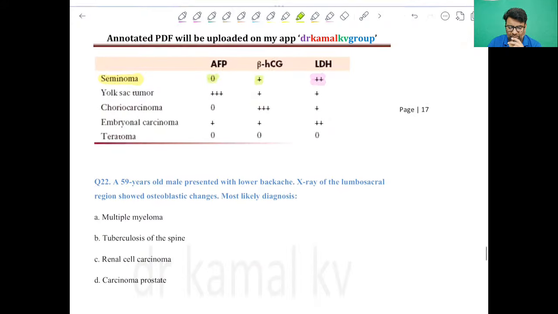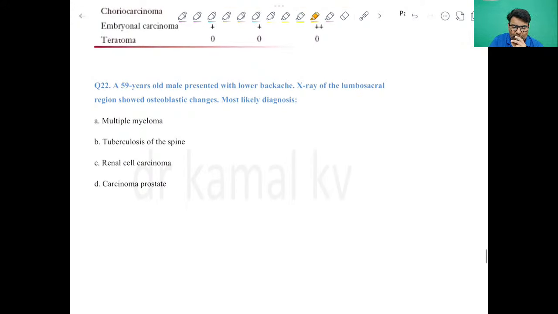It's very important, seminoma. Now next question, an elderly male has presented with lower backache, and when the X-ray of the lumbosacral region was done, it showed osteoblastic changes. So old male, backache, and osteoblastic changes.